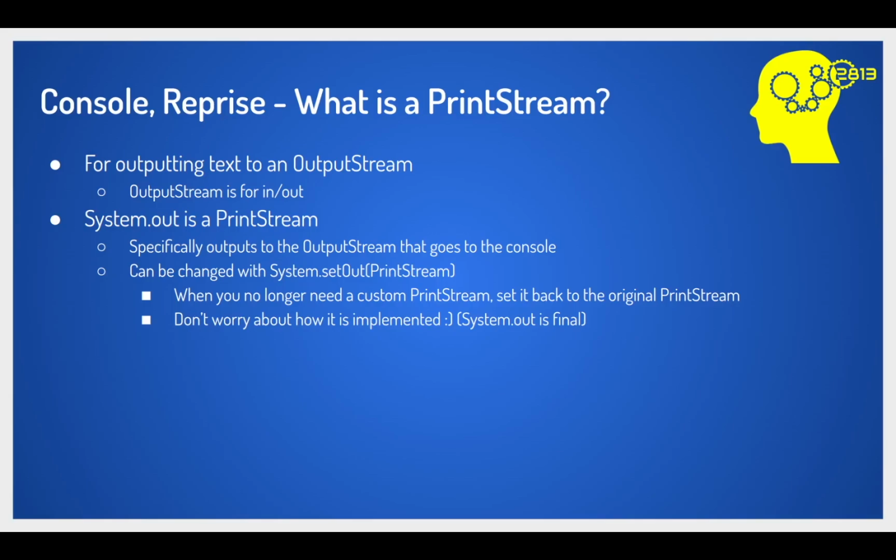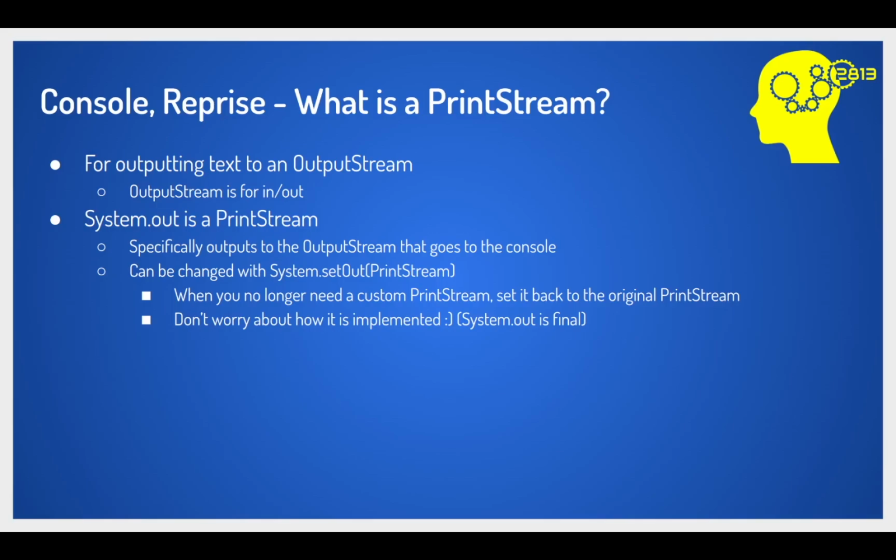Okay, next up, more information on printing to the console. So, what is a print stream? Well, a print stream is just for outputting text to an output stream. An output stream is a mechanism in Java for input and output, which is communication between your process, which is your code that's being run, and other stuff on the computer, or outside the computer, including the internet.